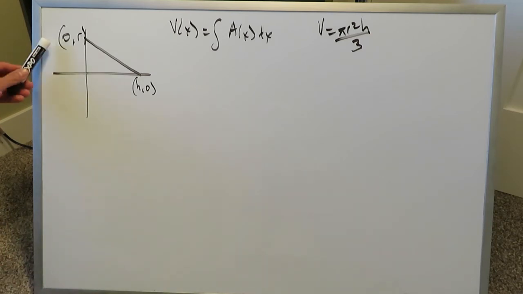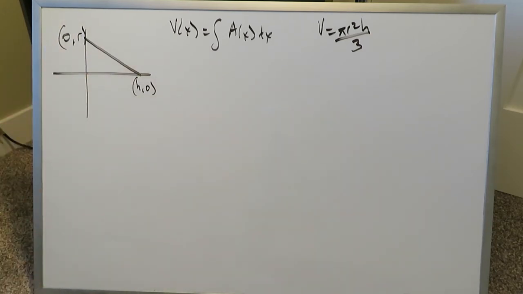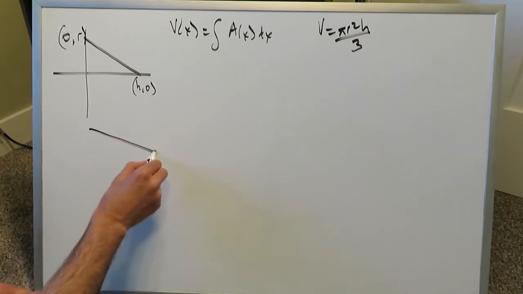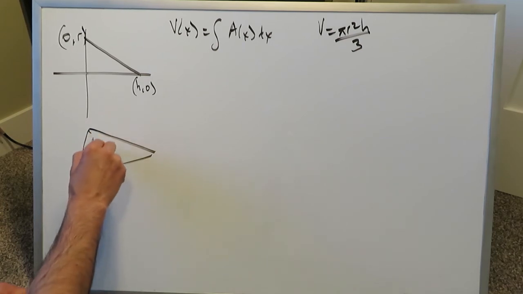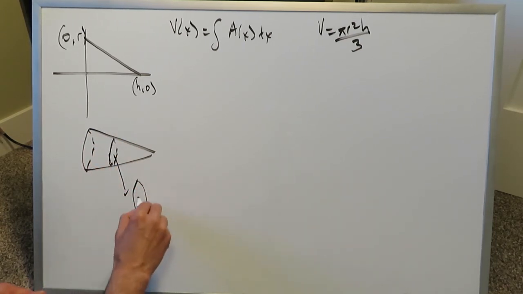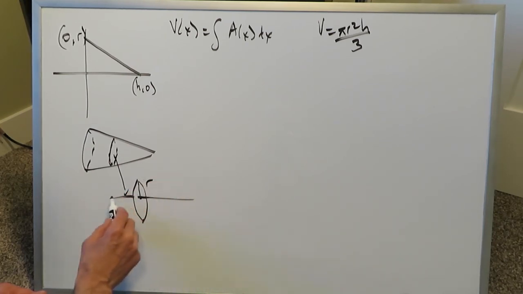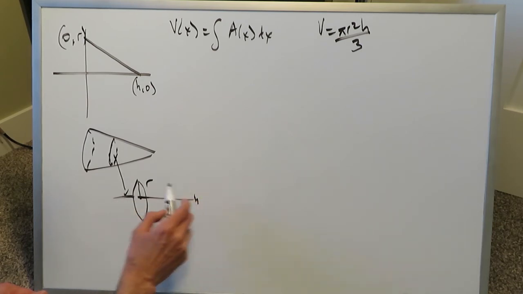But look here, we have (0, r) and (h, 0), so the coordinates are flipped. The reason why I flipped the coordinates is because if you were to draw a horizontally oriented cone and you were to take this slice out of this circle, in this direction you have this line going across, but you have a radius which is vertically oriented, and your height of the cone or the length of the cone is horizontally oriented.